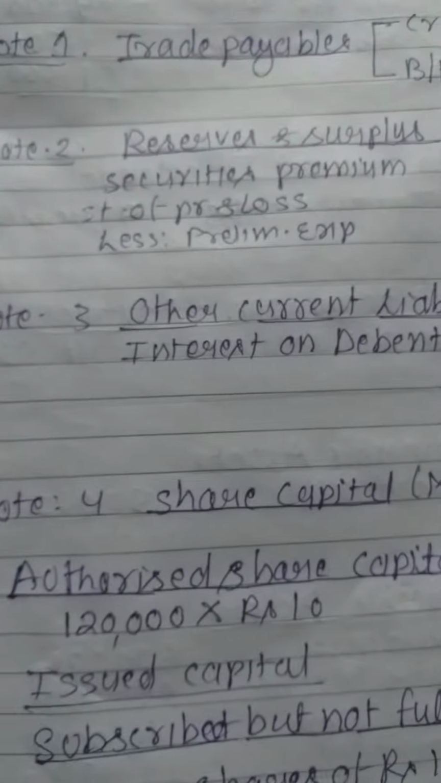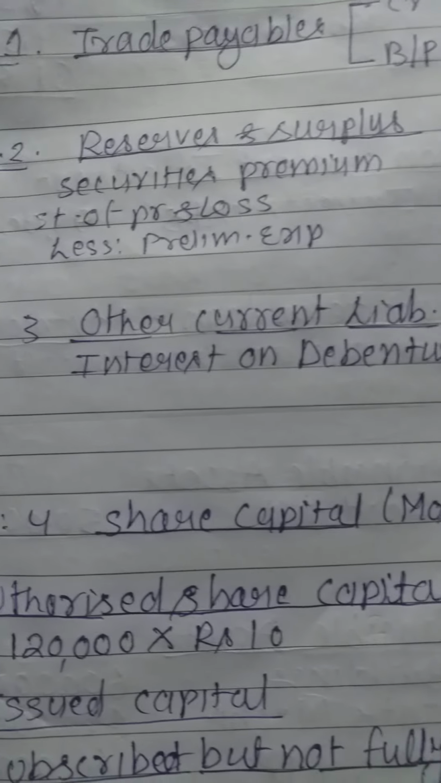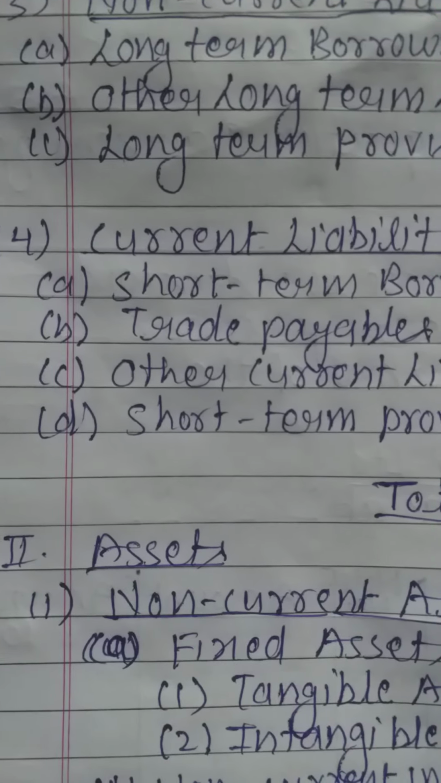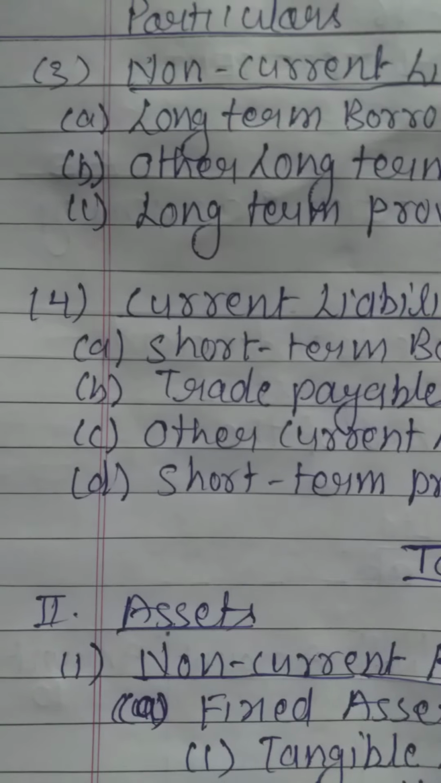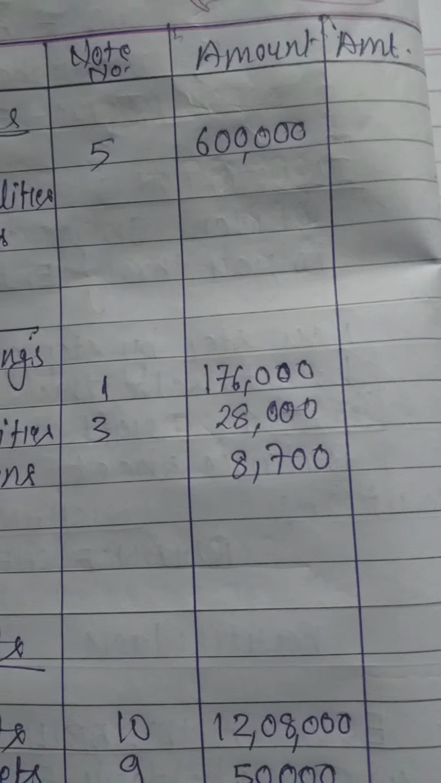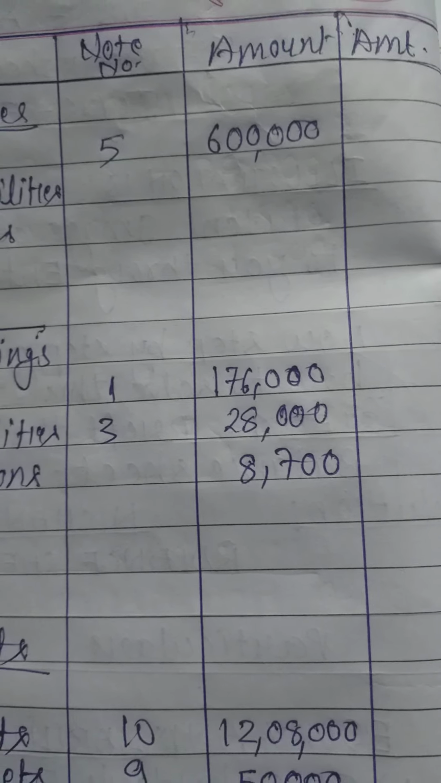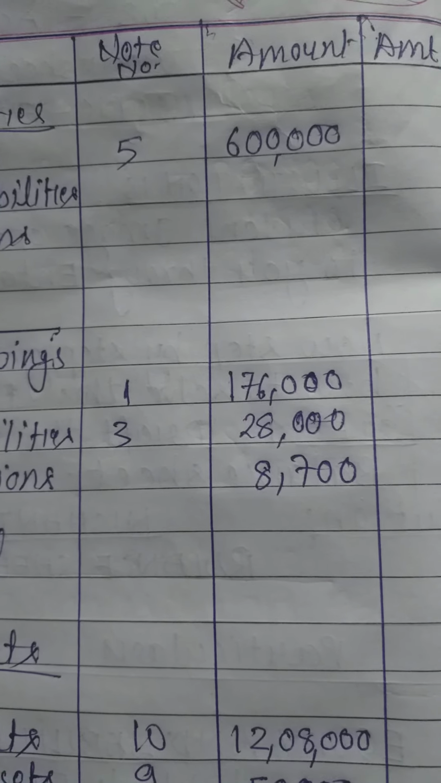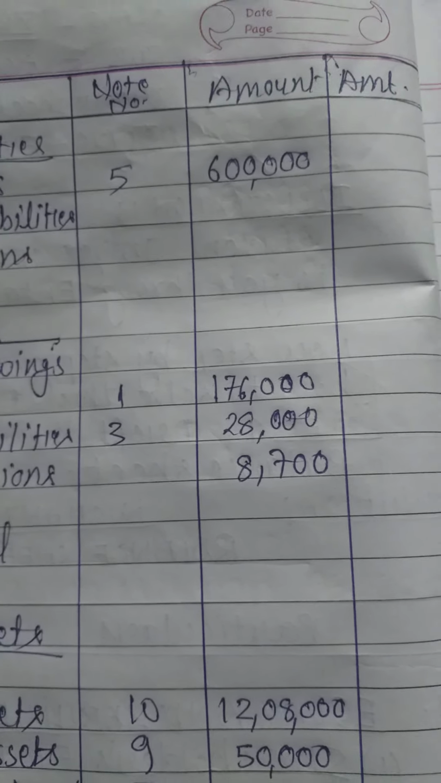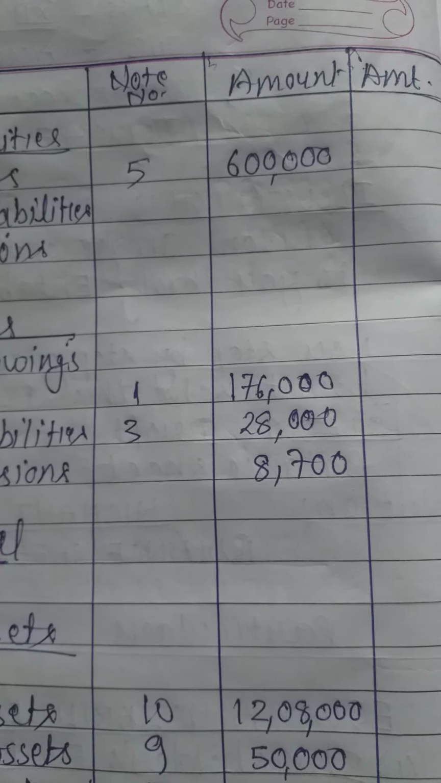Now note number 3, other current liabilities, 28,000. Other current liabilities is a part of current liabilities, heading number 3. So in other current liabilities you have to write 28,000. No need to explain the things inside the balance sheet. Everything you have to explain through notes only, or you can put directly if only a single item is there.